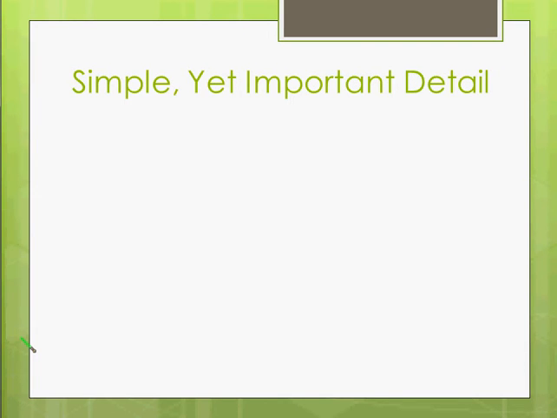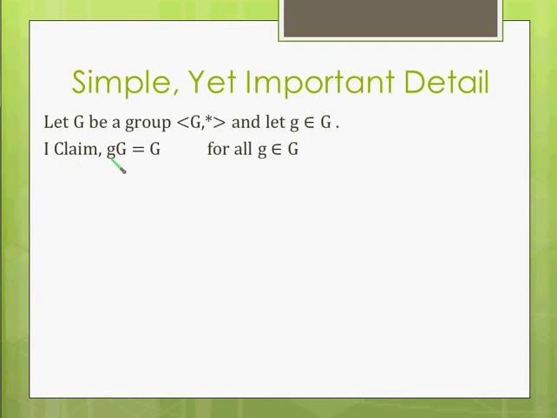Simple, yet important detail. This is something that really, to me, is important, but I never saw it mentioned anywhere. If we have a group G, where the set G is defined with the binary operation star, and we let a little g be in G, is the coset little g big G equal to G?